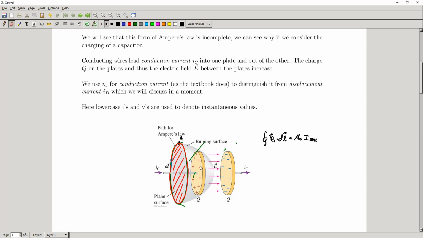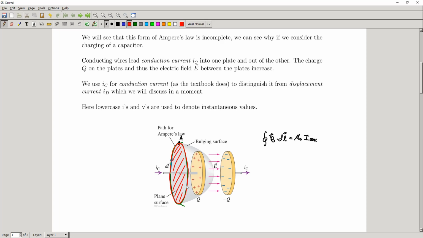Okay, and so after having gotten rid of it here, we're going to look at a third possibility. Let's say that instead of choosing the big bag that I drew before, or the disc that we had originally, what if I choose this bowl shape, this bulging surface that they have labeled on their diagram here? If we choose that shape, we run into a bit of a problem. We can still easily do the integral around our Amperian loop, right?